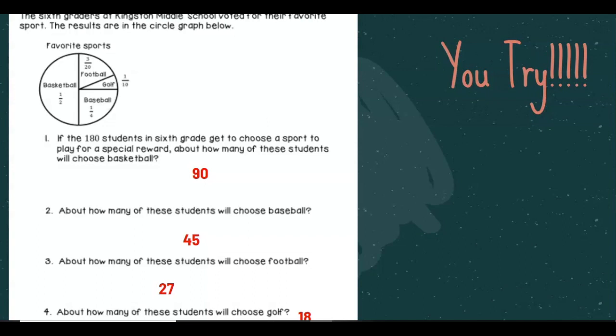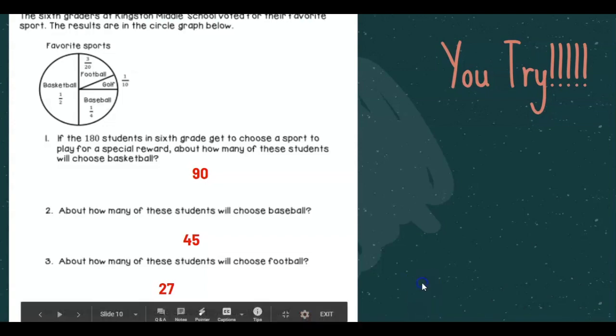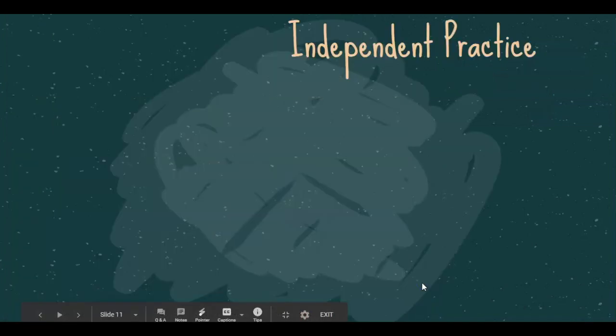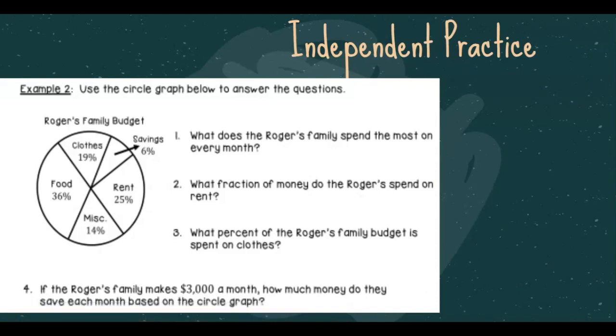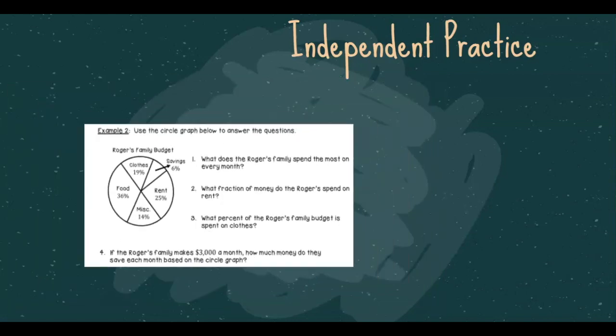So if you were able to grasp that, if you understand it, then you keep going. If not, then you rewatch the videos and do the practice over again. And here is the independent practice. The independent practice is similar to what we just finished going over. You'll do the same thing, answer the questions based off of the circle graph, and whatever your outcome is, you'll go from there, and then we will pick back up tomorrow in order for you to get the answers, and we'll continue on with the lesson.